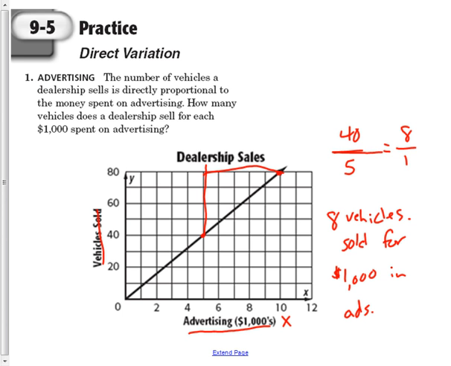So you've heard the phrase before, you got to spend money to make money. This dealership has found out that if they put about $1,000 worth into advertisements, they usually can sell about 8 vehicles.